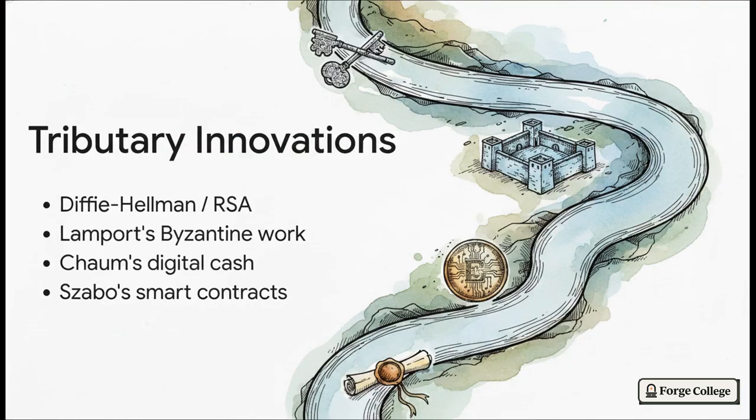And as you're sorting through your messy notes, here are some major tributary innovations you should absolutely be looking out for. You've got Diffie-Hellman and RSA cryptography, Lamport's groundbreaking Byzantine fault tolerance work, David Chaum's early digital cash proposals, and Nick Szabo's smart contracts. Keep these specific names on your radar as you sift through all your raw materials. They are massive currents in our river.